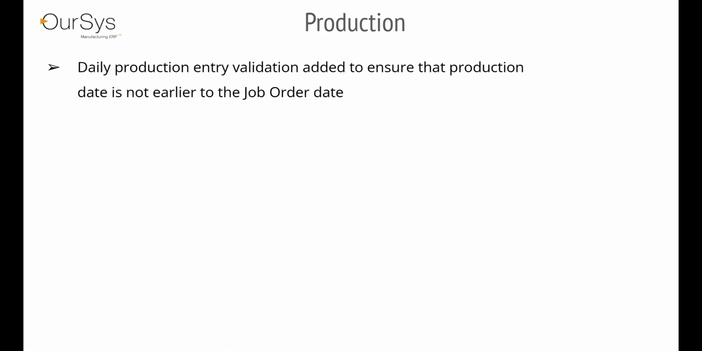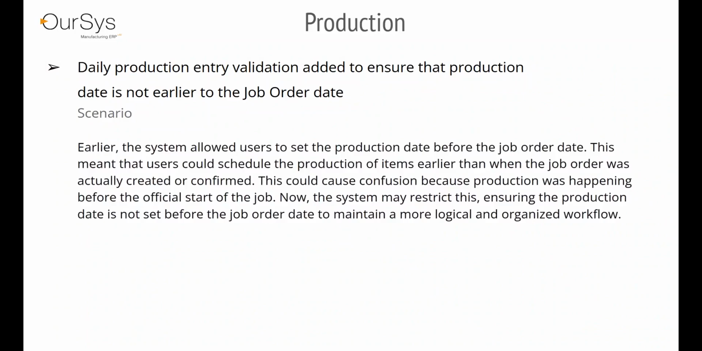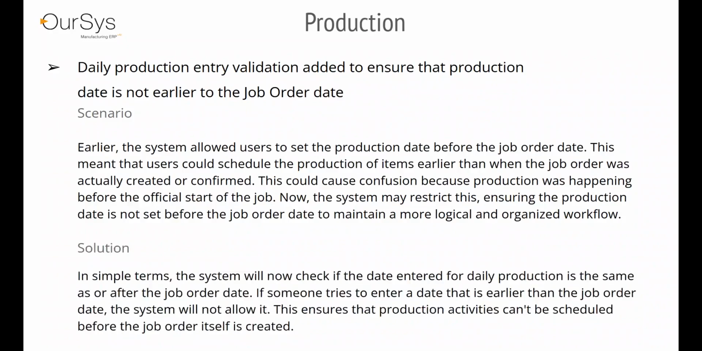Daily production entry validation has been added to ensure that production data is not entered earlier than the job order date. Previously, if a user entered the daily production entry date before the job order date, the system was not restricting him or her from making the daily production entry. Now we have added a restriction. If a user tries to make a daily production entry before the job order document creation date, the system won't allow him to make a daily production entry.